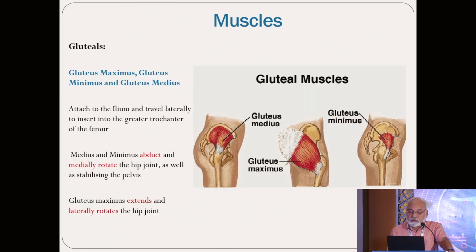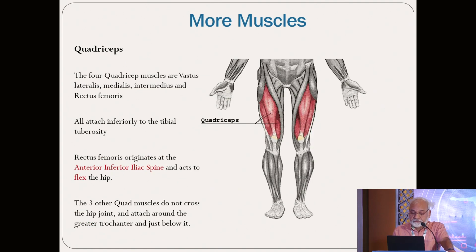Then we also need to know the muscles. If they are deficient, they lead to hip pain, like the gluteal muscles. The gluteus medius and minimus abduct and medially rotate the hip joint, whereas the gluteus maximus extends and laterally rotates the hip joint.